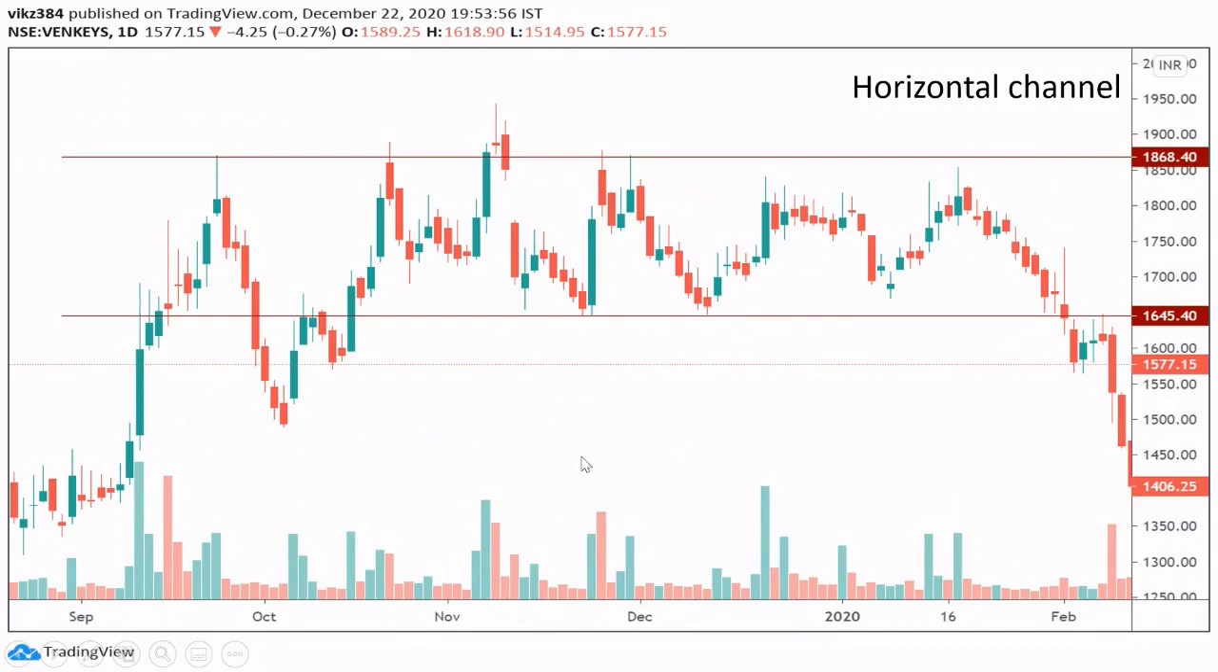Now see, this is the next example. This is an example of Venky's. This is just before the crash came in February. So let's try to understand this. This is a well-defined range. Okay? If you consider from this place, its price is moving in a range. This area is a fake breakout. Price came back inside the range.